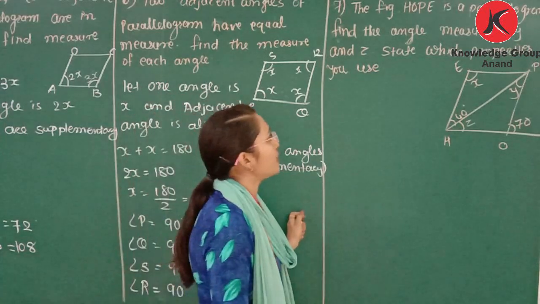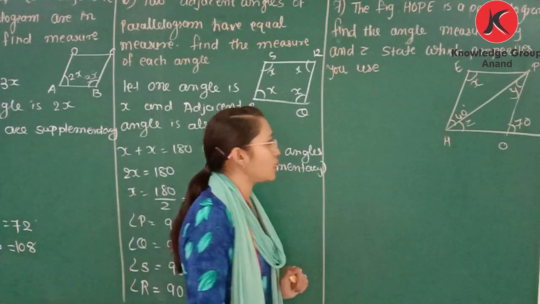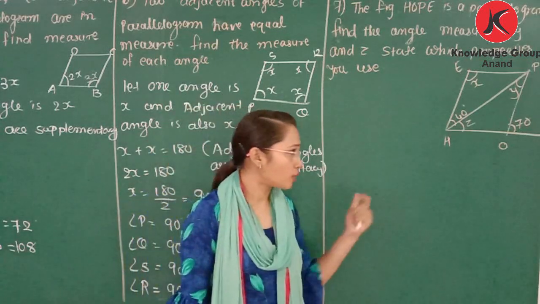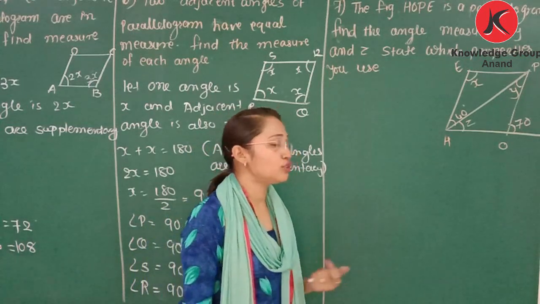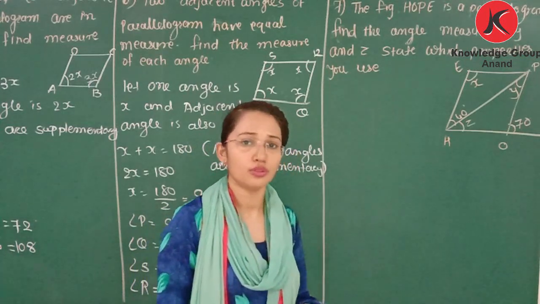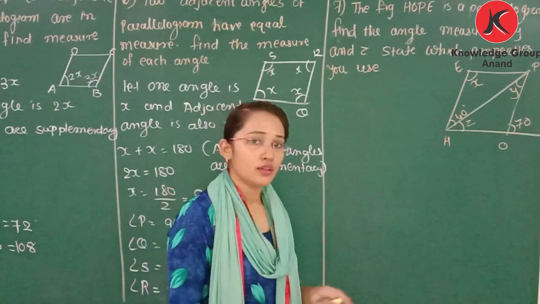Find the angle of measure x, y, and z. State which property you use. Okay, what you have to do? Here you need to find angle x, y, and z, but in a bracket you need to write which property you used in that example.